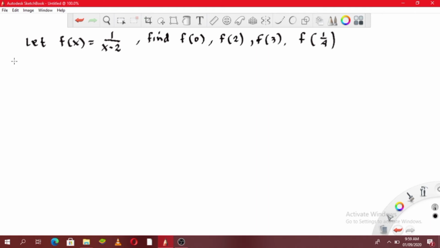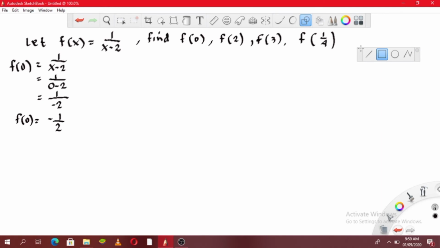So, f of 0, so again, we have 1 over x minus 2, palitan ng x ng 0. So, this will become 1 over 0 minus 2. So, we have now 1 over 0 minus 2 is negative 2. Or just simply, f of 0 is negative 1 half. Okay? So, the function is negative 1 half when x is equal to 0.